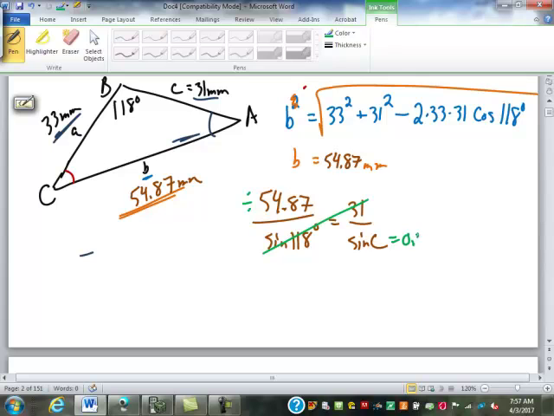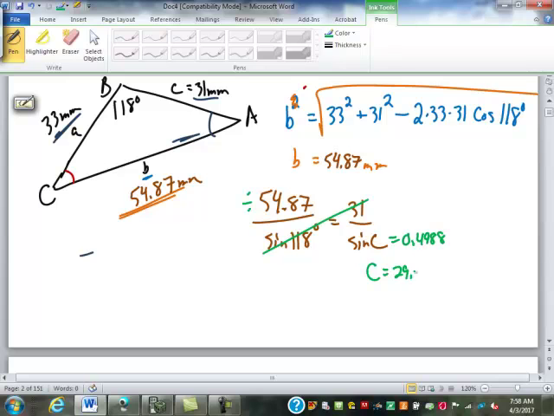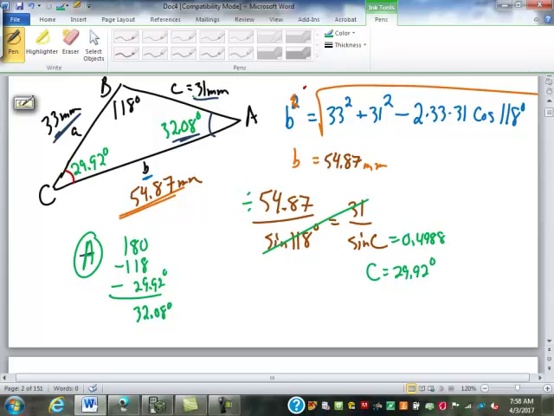.4988. So the inverse sine, 29.92 degrees. So then angle A is 180 minus 118 minus the 29.92 degrees, which is going to give us 32.08 degrees, which makes more sense.